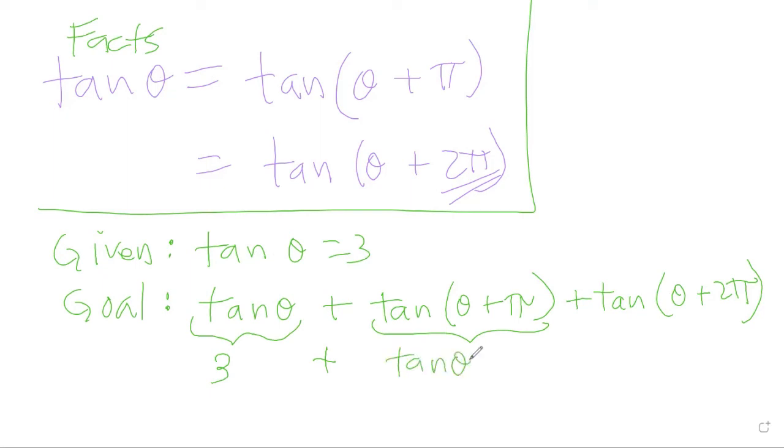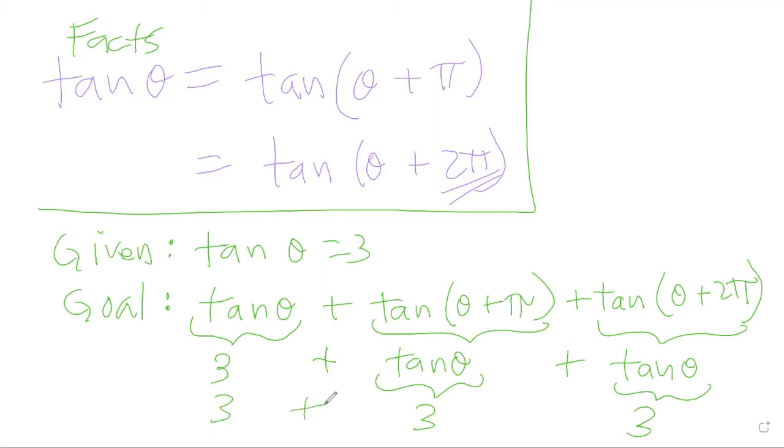And on that same note, we know that over here, the piece in the back, tangent of theta plus 2 pi over here, that's also equal to the original tangent theta. And what's cool is that this tangent of theta can also get replaced by 3, and so can that one. So it becomes just 3 plus 3 plus 3, which is why the textbooks just say 9 as the final result.